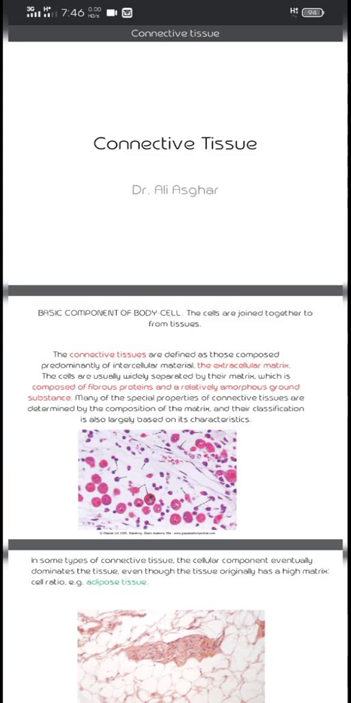Last time we were talking about different types of tissues of the human body, and we studied epithelial tissues. The next topic would be connective tissue, and then muscle and nervous tissue. Okay, so first of all, a little preview of the epithelial tissue.